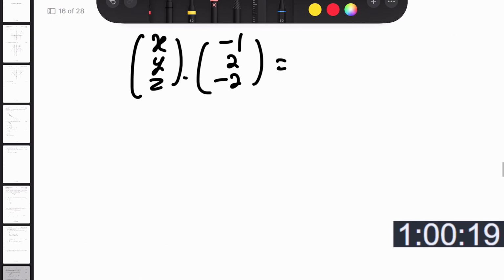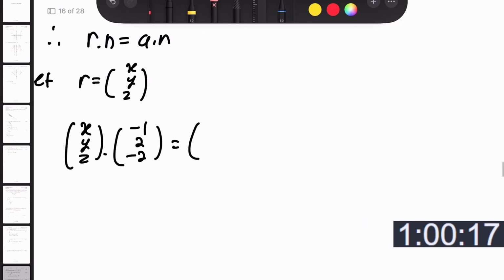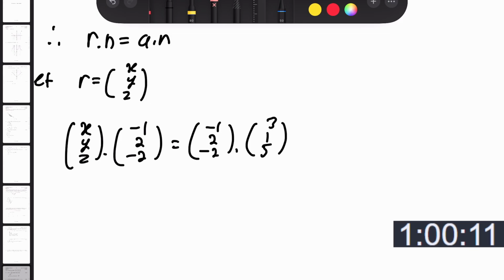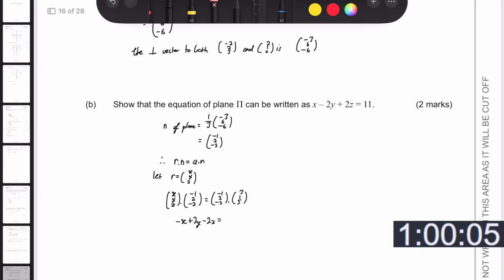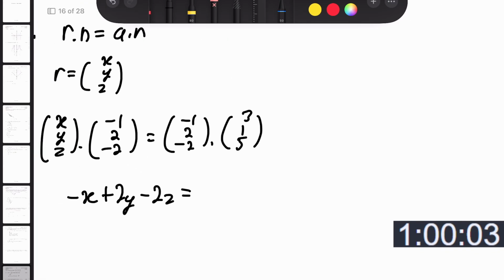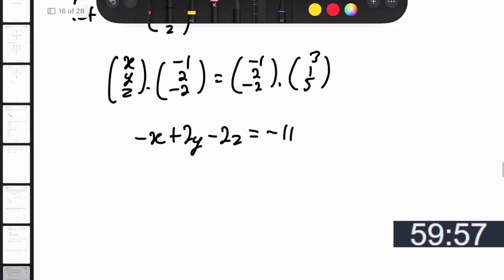let's just take 3, 1, 5. Negative 1, 2, negative 2 dot 3, 1, 5. So we have negative x, 2y, 2z. It's going to equal negative 3 plus 2 is negative 1, negative 11. So times everything by minus 1, so x minus 2y plus 2z is going to equal 11.